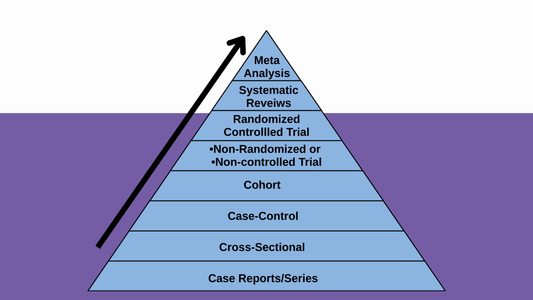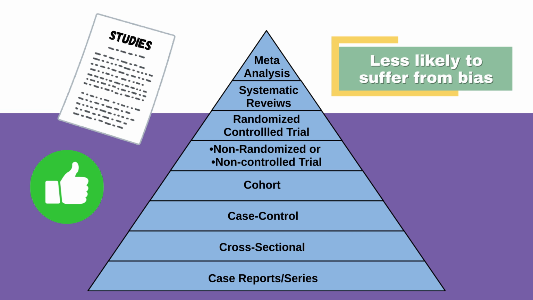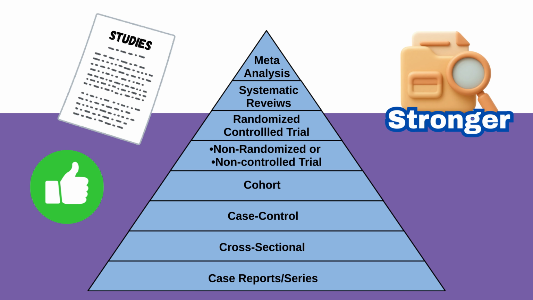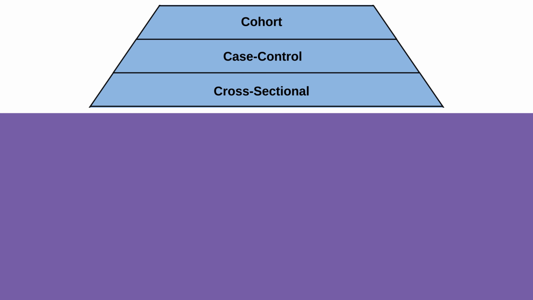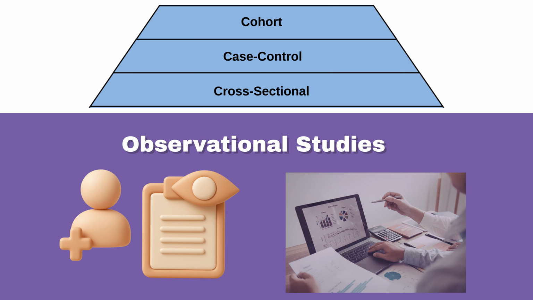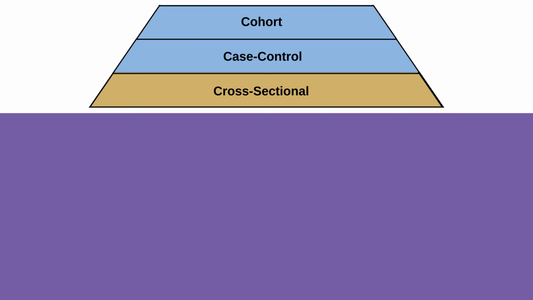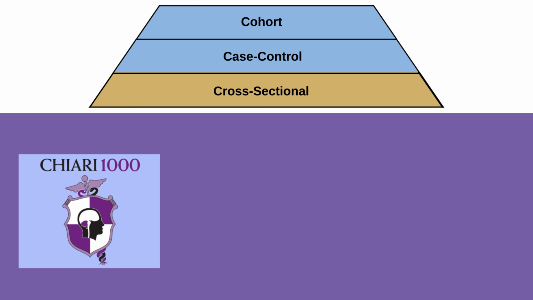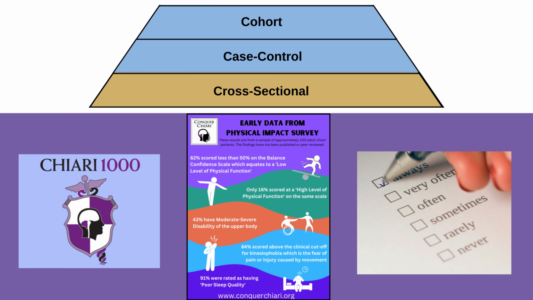As we move up the pyramid, studies are generally better designed, less likely to suffer from bias, and can provide stronger evidence towards answering research questions. The middle of the pyramid is comprised of observational studies, meaning they analyze what occurs naturally without intervention. This might include surveys of Chiari patients like Conquer Chiari's Chiari 1000 project, physical impact survey, and psychological impact survey.